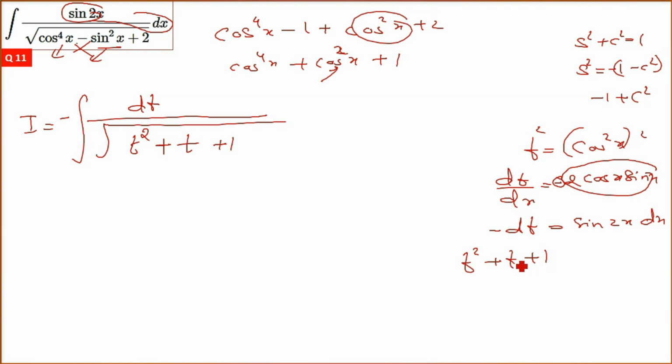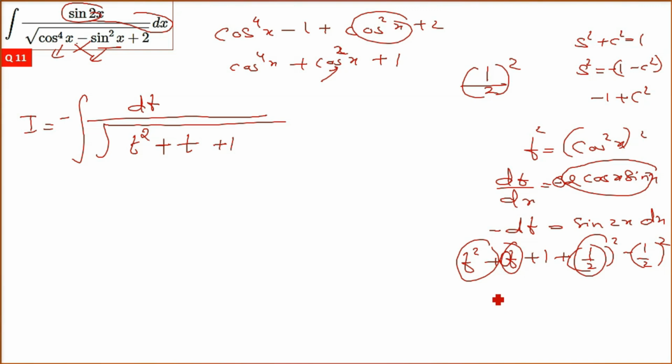Now what is the coefficient of t, which is 1? Divide it by 2, square it, you will get 1 by 4. So add 1 by 4 and subtract 1 by 4, or keep it as 1 by 2 whole square only. So a square plus b square plus 2ab, that is t plus 1 by 2 whole square. This you will get, and 1 minus 1 by 2 whole square, 1 minus 1 by 4, that is 3 by 4.